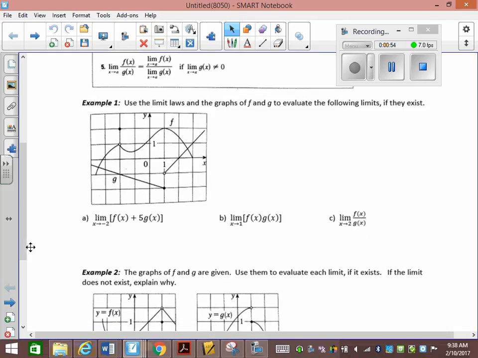So let's look at example 1. We're going to look at some graphs first and then we're going to do some actual algebra. Use the limit laws and the graphs of f and g to evaluate the following limits if they exist.